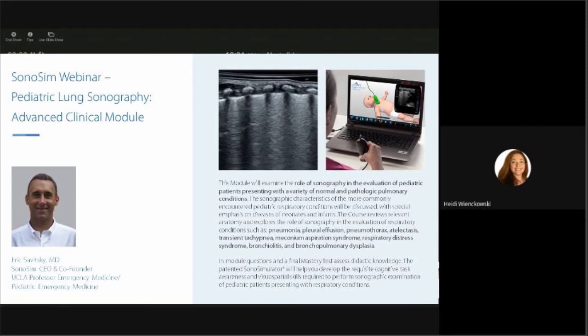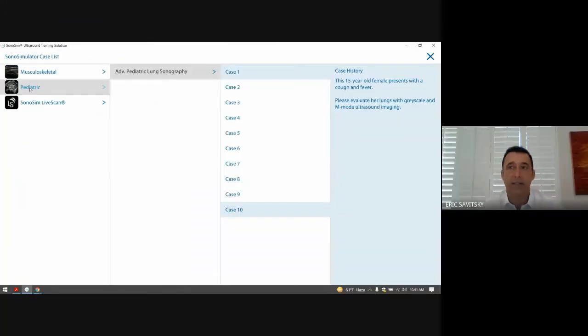All right, so now we've transitioned into the SonoSimulator. Presumptively, someone's done the SonoSim course, they've passed their mastery assessment, and now they have their module assignments. So it's really having them apply some of the principles that they've learned. I have a probe in my hand. I'm going to go to the lung sonography module and go to case 1.